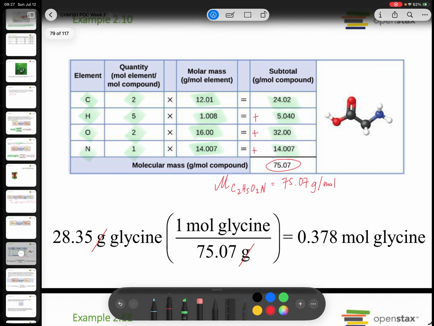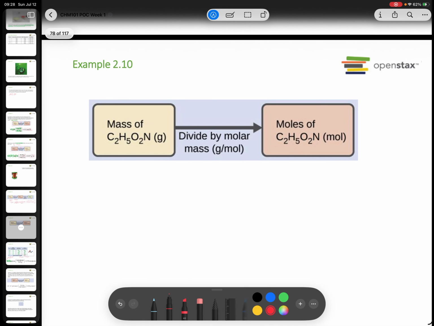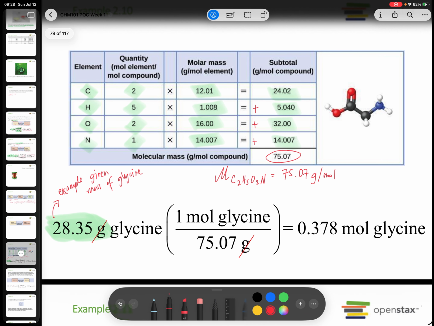Suppose na meron tayong given to. Kunwari, meron tayong 28. So, lagay natin dyan. This is given. Example. Given mass of glycine, 28.35 grams. Then, we divide. Tapos yun nga, dimensional analysis pa din. Not necessarily, di ko kasi masyadong binabanggit kung multiply or divide. Basta minamanipulate ko yung molar mass into yung ending unit na kailangan ko. Ganun ako mag-approach ng ganitong problem.